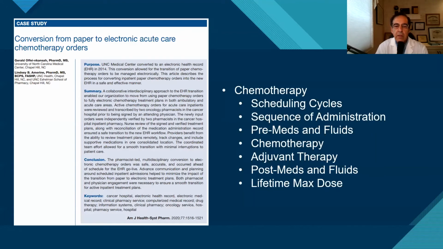So this is the article, Conversion from Paper to Electronic Acute Care Chemotherapy Orders. And this was published last year in 2020. Chemotherapy, as we know, has a lot of challenges.